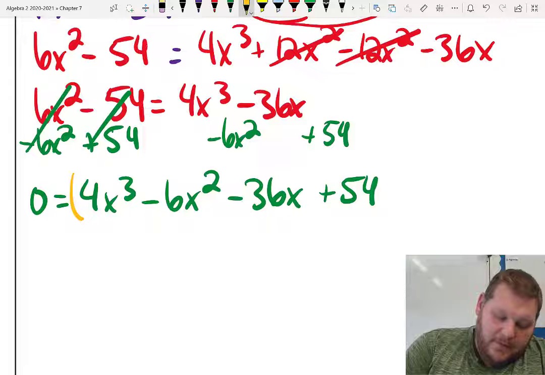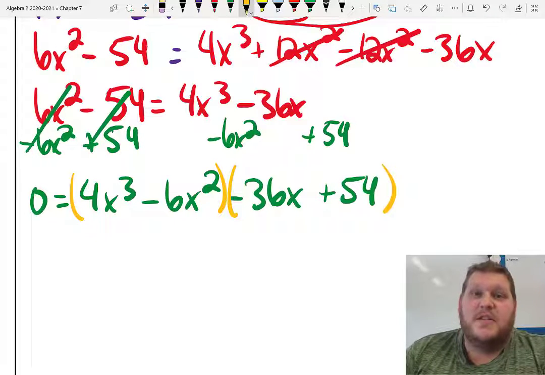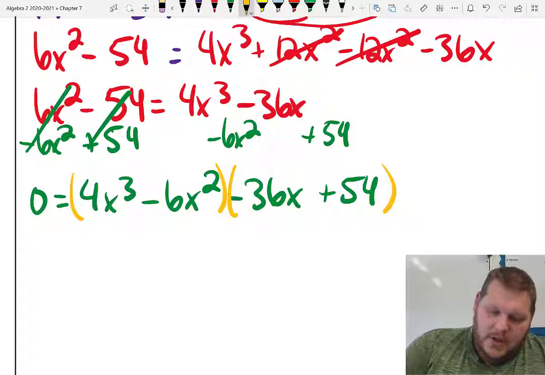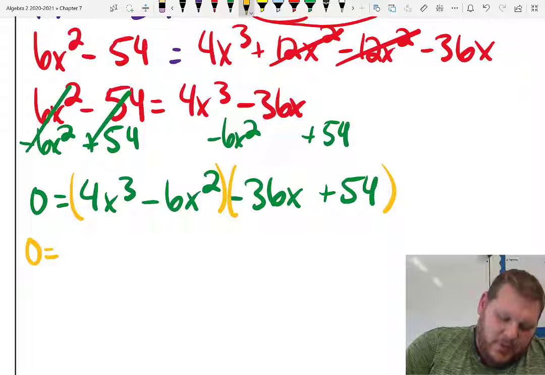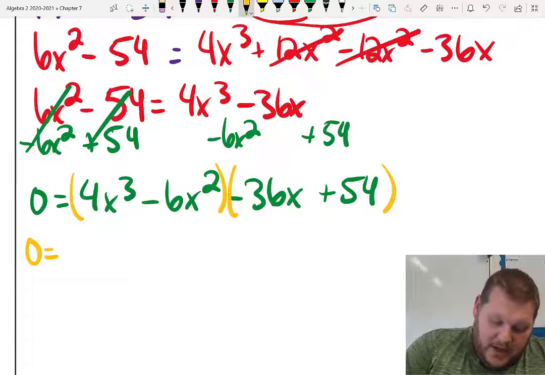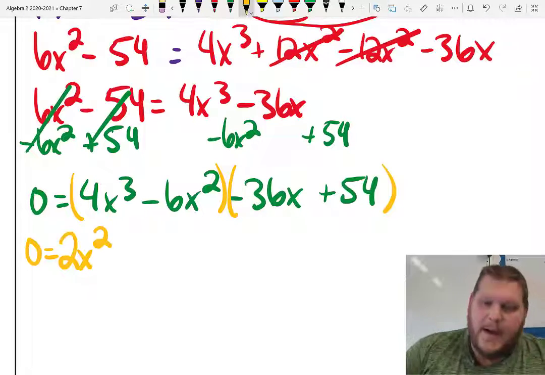So if we remember, factor by grouping said, hey, I'm going to look at these in terms of pairs of numbers. I'm going to look at my first two and my last two together, see if there's a GCF between the two of them to factor out, and kind of go from there. So if I did this using factor by grouping, 4x cubed and negative 6x squared have a 2x squared in common.